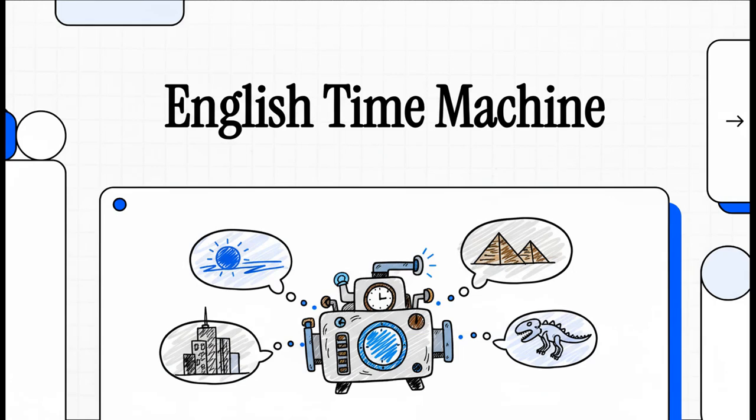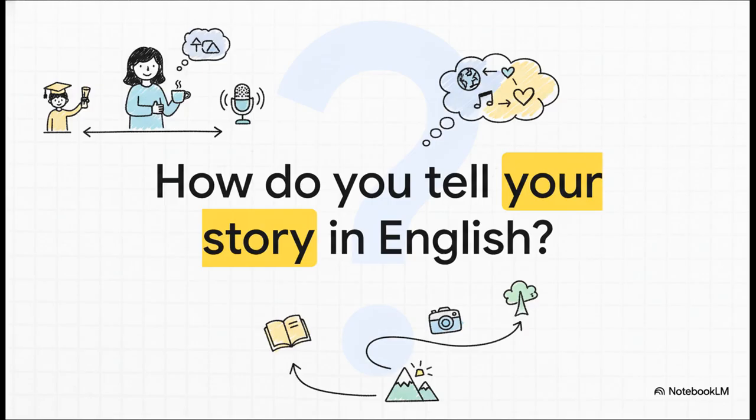Have you ever wished you had a time machine? Well, guess what? When you learn English tenses, you basically get one for your words. It's this amazing tool that lets you jump between what you're doing right now and all your past memories, all in the same sentence. So, how does this time machine actually work? Let's dive in.